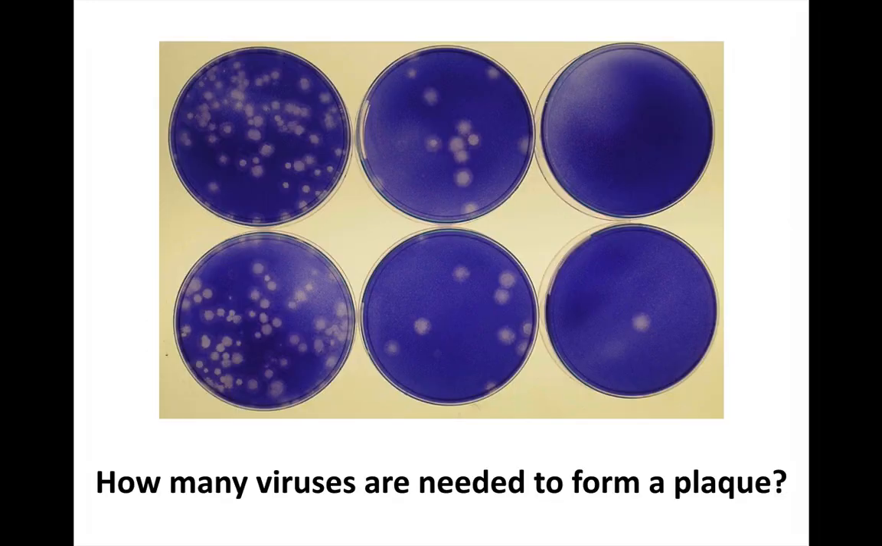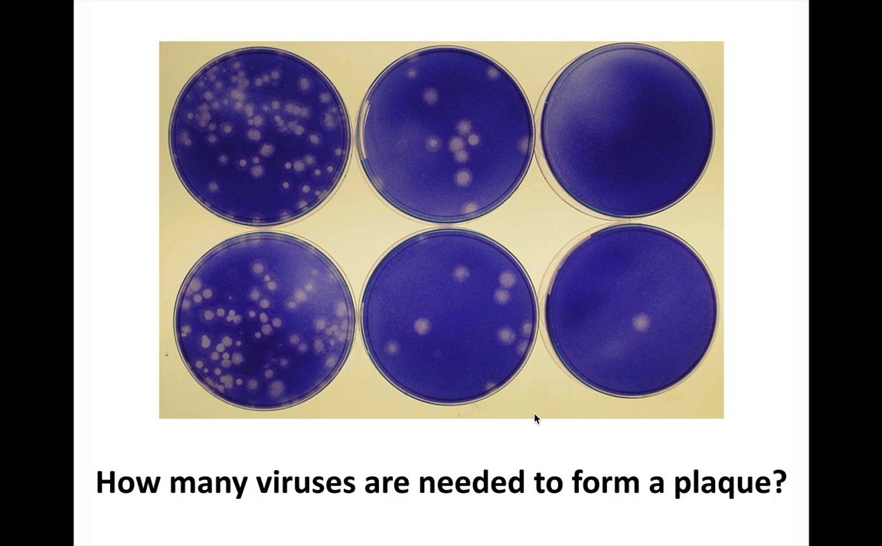So here is an example of a very nice plaque assay. Again, it's stained with crystal violet. You can see the dilution series going from right to left. And I would count the plaques in the middle. The one on the left has too many. You can see they begin to overlap each other, and you can't really count them reliably. This happens to be a plaque assay with influenza virus.